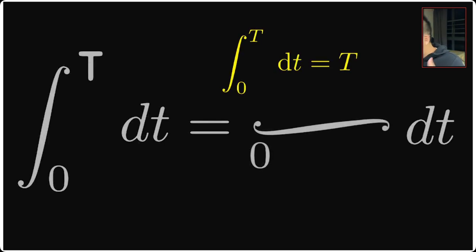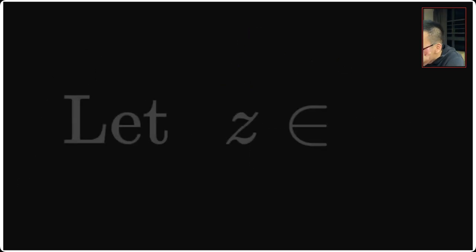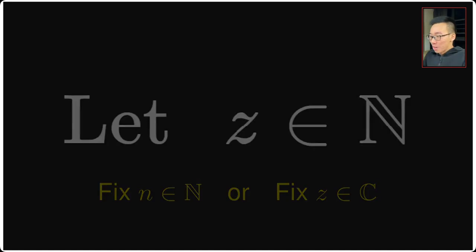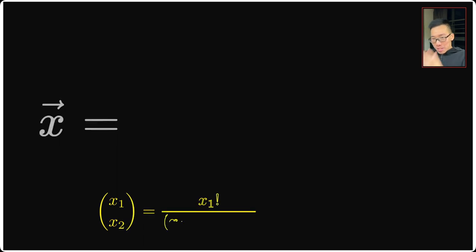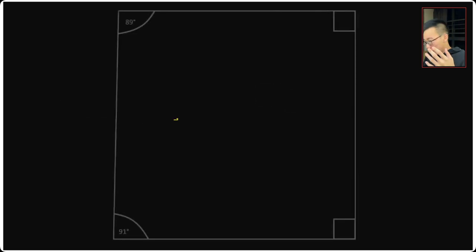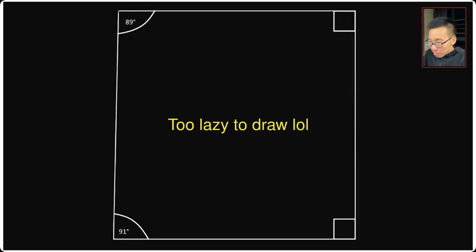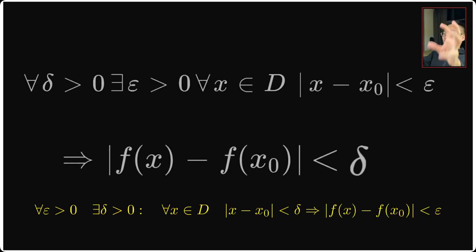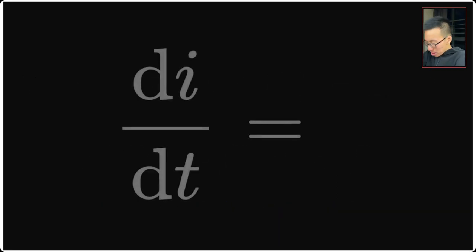Why? Why? Comic Sans, and absolute value of x is always non-negative, not less than 0. This is the integral from 0 to t, not the transpose. No! No! Use n for natural numbers, not z. This is a vector as a column vector, which is the binomial coefficient. And what's with this trapezium? Epsilons and the deltas. Do it the other way. Epsilons then deltas.